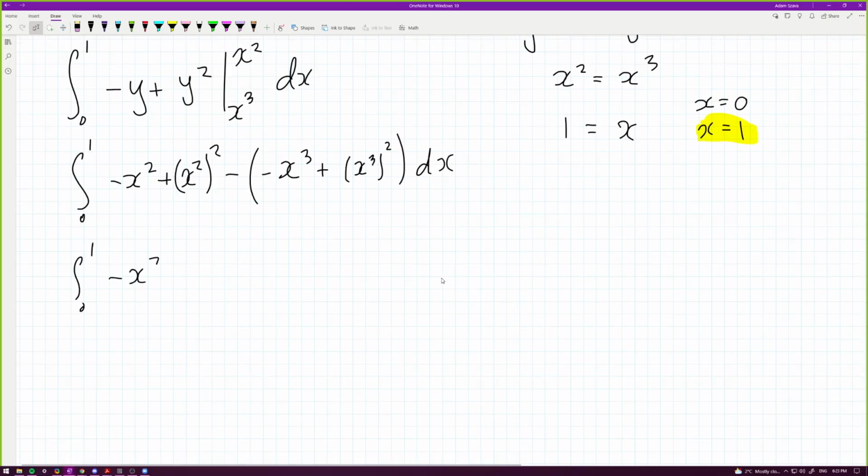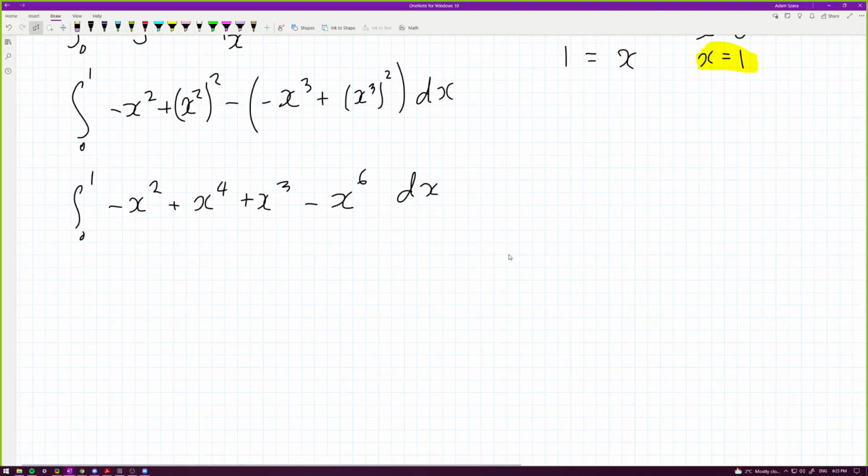So -x squared plus x to the 4 plus x cubed minus x to the 6. Let me just confirm that I got all of that right. Minus x to the 6 plus x to the 4 plus x. Yep, that's all good. All right, so I got this now.